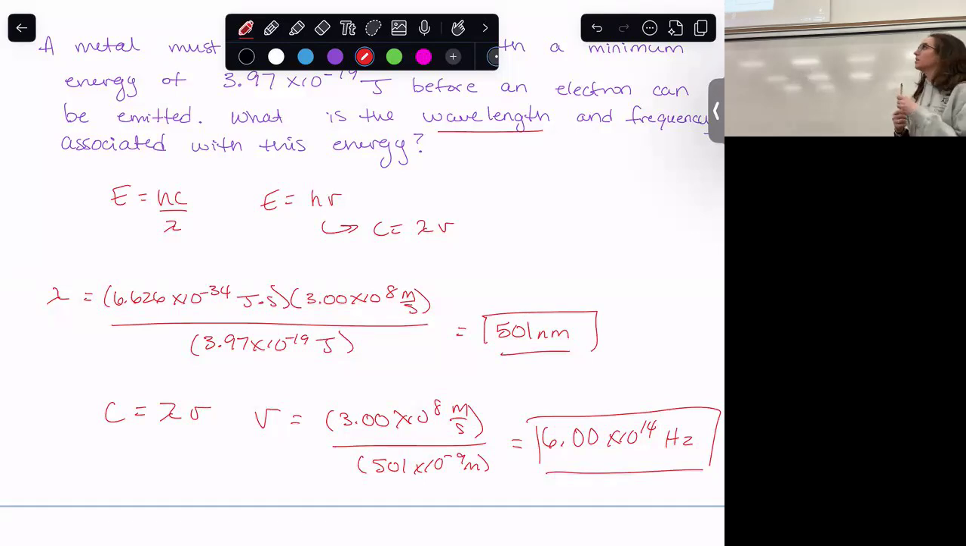Okay. Any questions on that? Does that make sense how we use those equations? They're pretty straightforward as long as you know what constants to use, what magnitude you're in, and stuff like that.